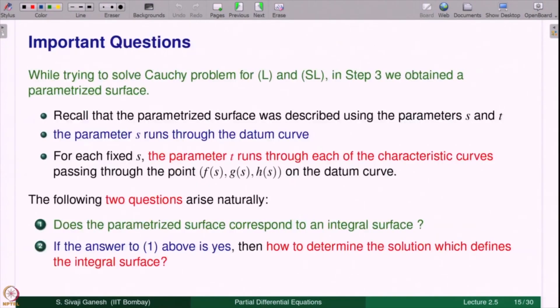In fact, this question can be more general. I need not write "integral surface." Does the parameterized surface correspond to a surface z equal to u(x,y) for some function u? Then I ask whether that function u is a solution to the PDE. Whenever we see z equal to u(x,y) and u solves a PDE, such a surface is called an integral surface.